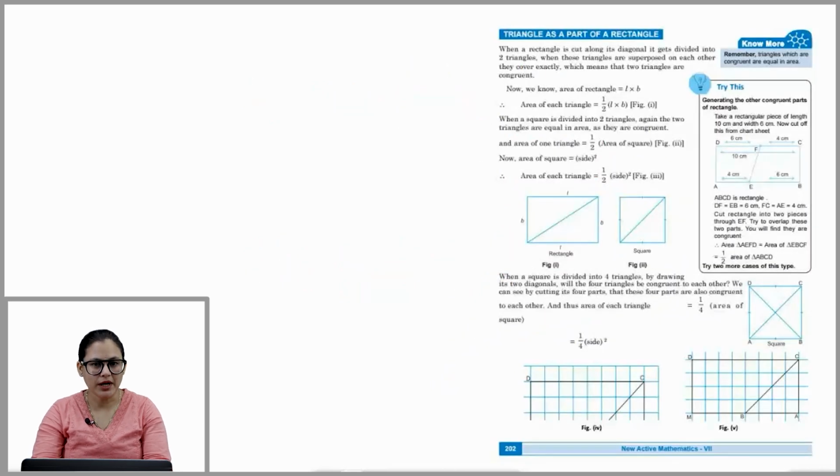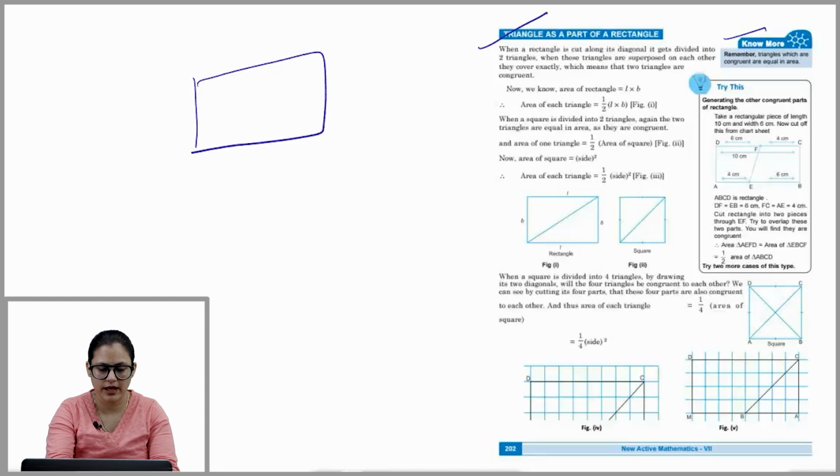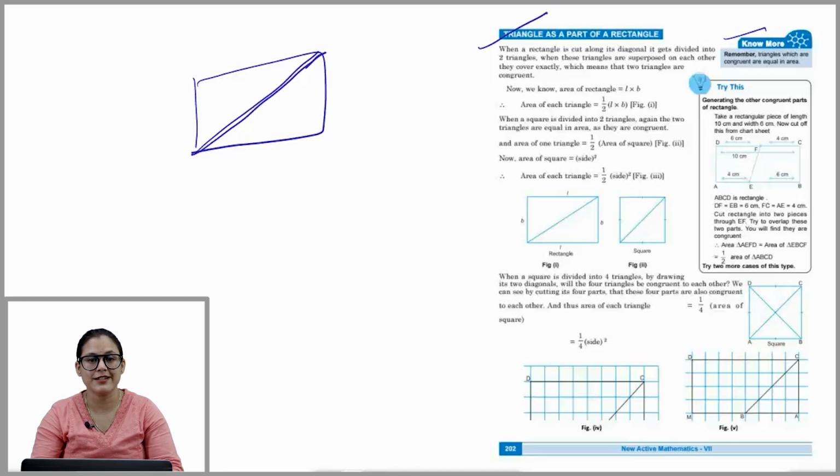Triangle as a part of a rectangle. Triangles which are congruent are equal in area. When a rectangle is cut along its diagonal, it gets divided into two triangles. Have a look. This is a rectangle, and what is this diagonal doing? This diagonal is dividing the rectangle into two triangles. When these triangles are superposed on each other, they cover exactly, which means the two triangles are congruent.